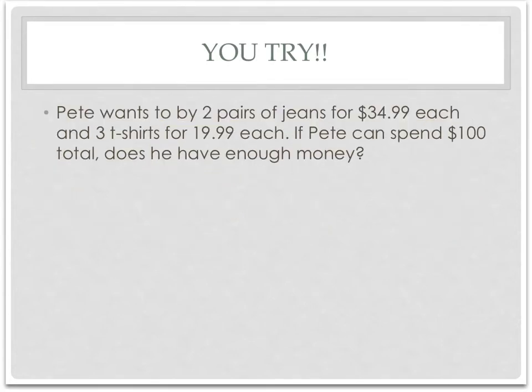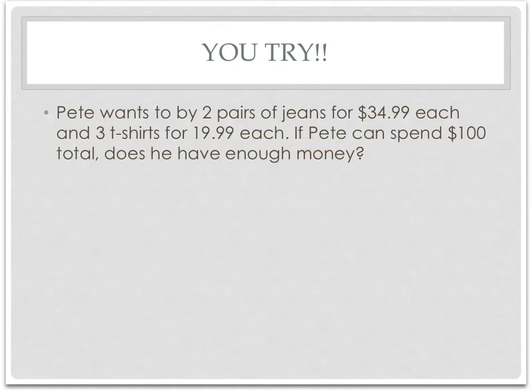Here's a problem for you to try. A good strategy would be to press pause right now, try to solve it, and then once you're done solving it, press play, and then watch me solve it and see if you're on the right track. Again, I want to use the 4 steps necessary to solve problems effectively. So step 1, we're going to read to understand. Pete wants to buy 2 pairs of jeans for $34.99 each, and 3 t-shirts for $19.99 each.